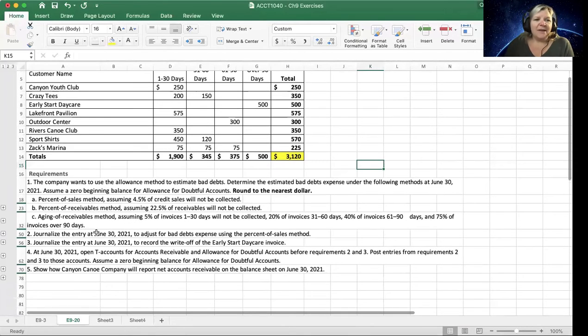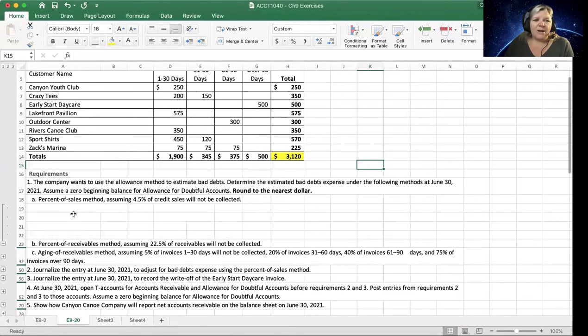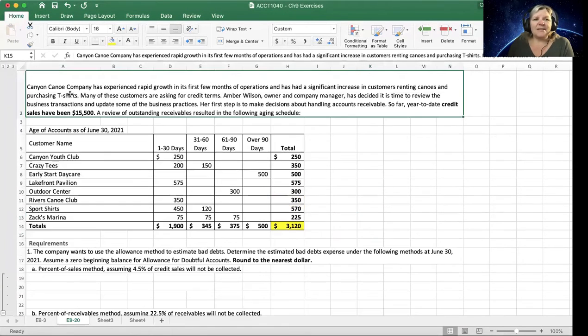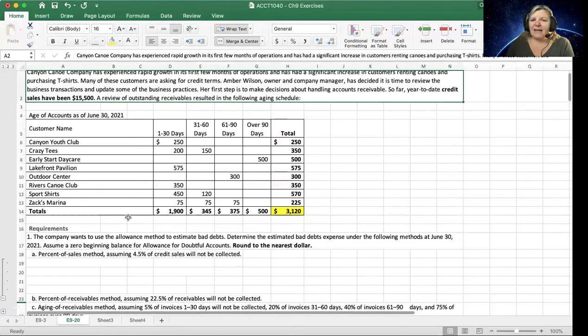All right, so moving into our requireds. The first required we have wants us to use the percentage of sales method, assuming 4.5% of credit sales will not be collected. So again, if we go up to the question, our credit sales, we already bolded up here as being 15,500.